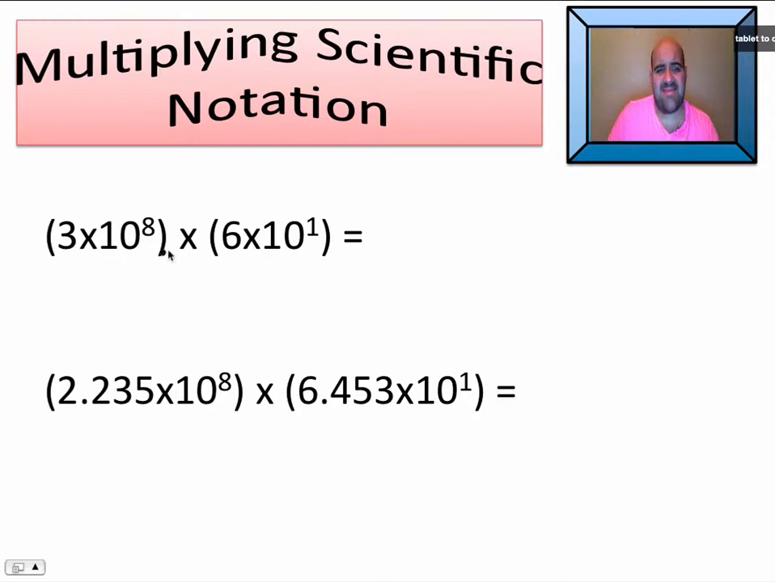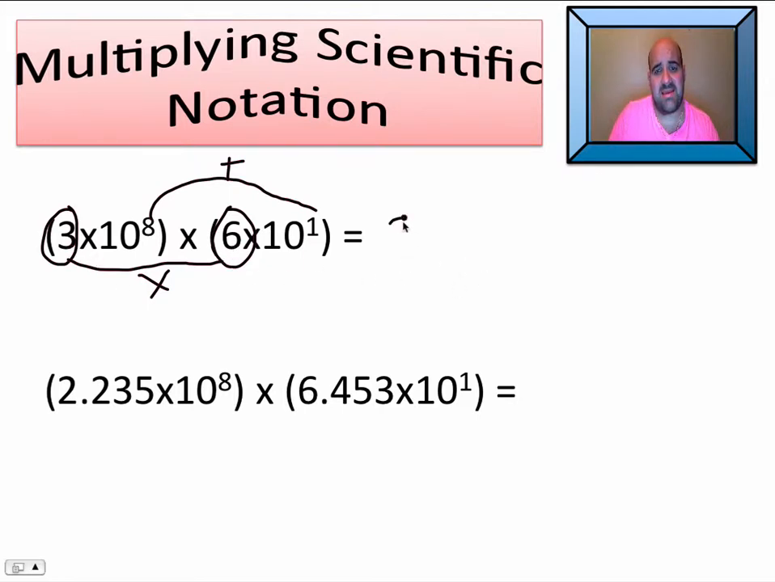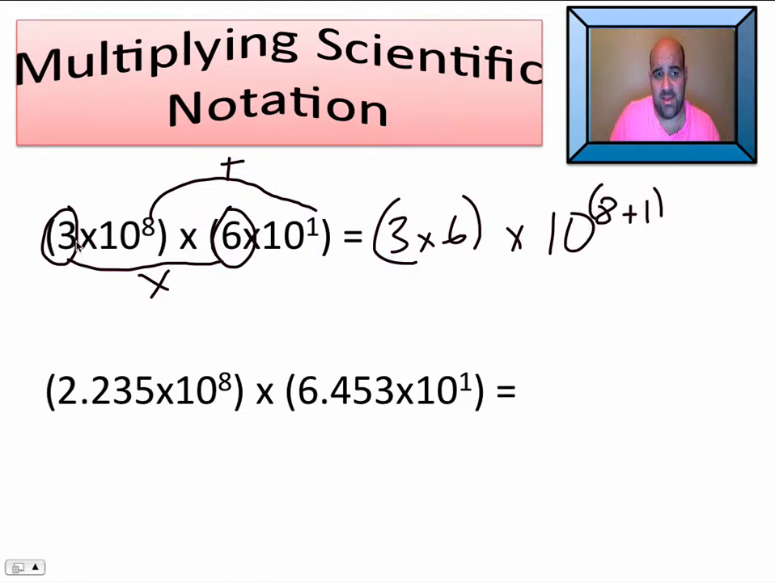3 times 10 to the 8th times 6 times 10 to the first. And what was the rule? Well, we have to multiply these leading numbers, and we have to add the exponents. What is 3 times 6? 3 times 6 is, of course, 18 times 10 to what power? 8 plus 1. Some of you are probably doing this in your head. I'm just doing it out to keep it simple for you. But some of you probably just looked at it and said, okay, that's 18 times 10 to the 9th. And that is absolutely correct.